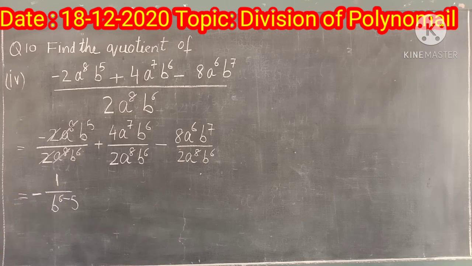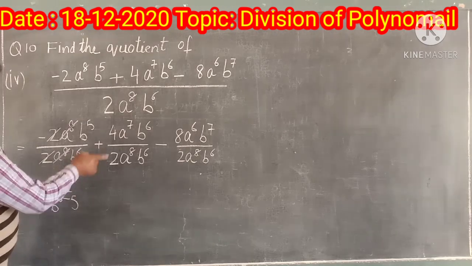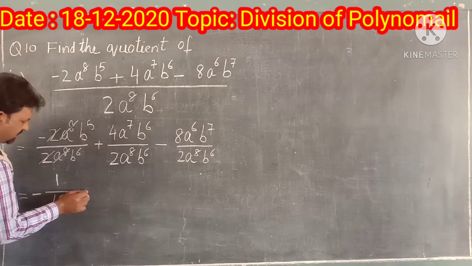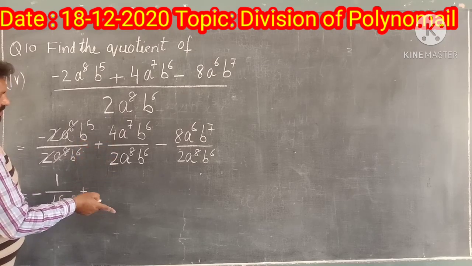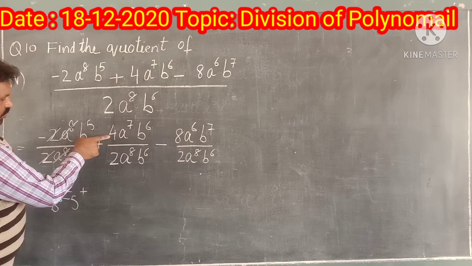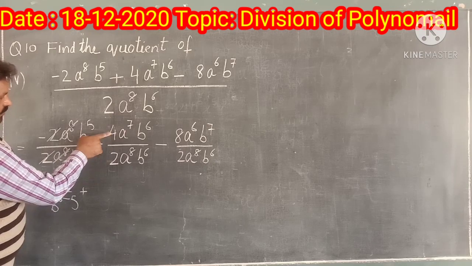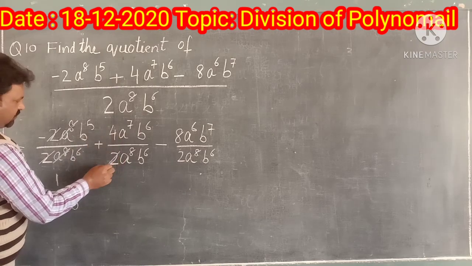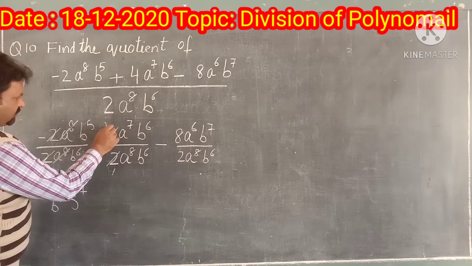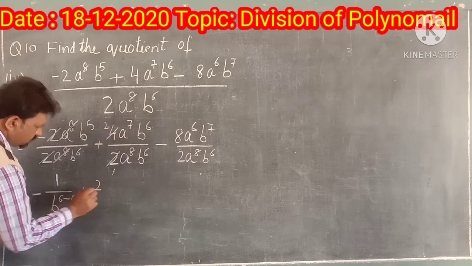So in the next step, both terms are positive, that's why the sign will be positive. Now we will divide the coefficients. 4 divided by 4, when you divide 2, 2 ones are 2, 2 ones are 2, and 2 twos are 4. So 2.